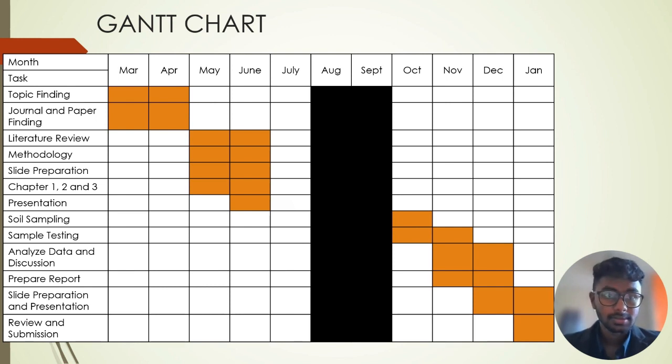First of all, topic finding, which is my topic, classifying peat soil using NIX Pro color sensor. Later on, journal and paper, which I use as my references for my literature review, and methodology, which I showed you in the diagram. Slide preparation, which is this, and also chapters 1, 2, 3, which is my thesis final draft for this semester. And later on October, November, December, January, I'll be doing the soil sampling, soil sample testing, analyzing data and discussion, preparing the report, slide presentation and presentation, review, and submission, which is my coming semester.